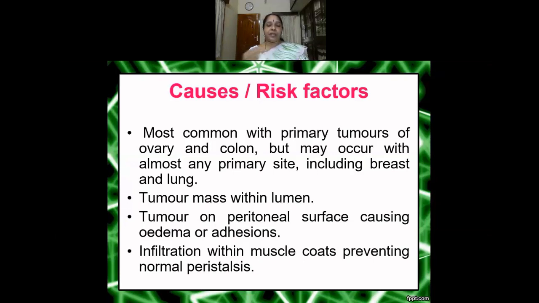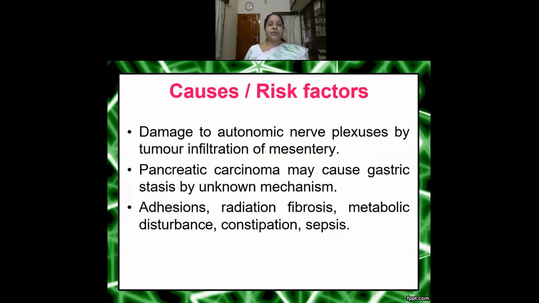So the peritoneum is present in the abdominal cavity. The tumor on the peritoneal surface can cause edema in the peritoneum. Edema in the peritoneum, we call it ascites or adhesions, and infiltration within the muscle cords, preventing normal peristalsis. So when the cancer cells enter the muscles, they can prevent the normal peristaltic movement. Peristaltic movement is the movement that occurs in the esophagus. Damage to the autonomic nerve plexus. So nerve plexus is the group of nerves, damaged by tumor infiltration of the mesentery. So the tumor affects the nervous system.